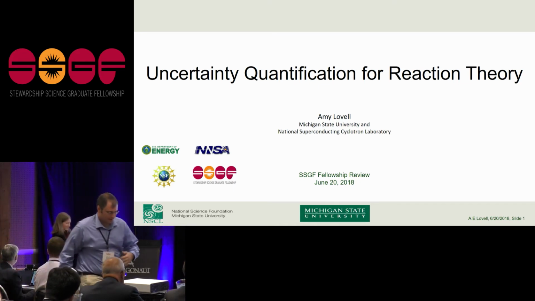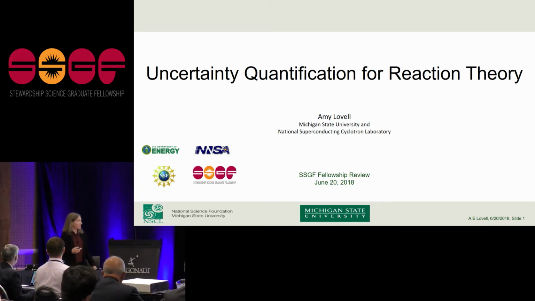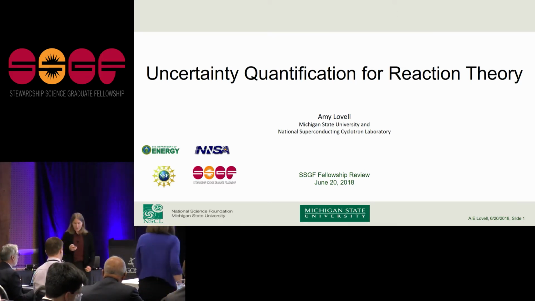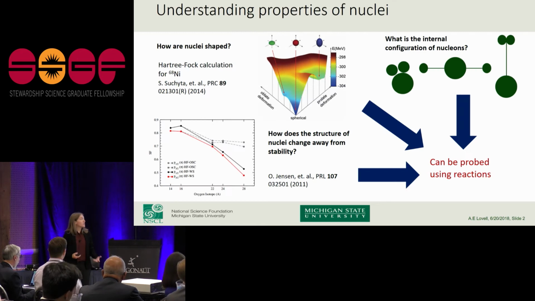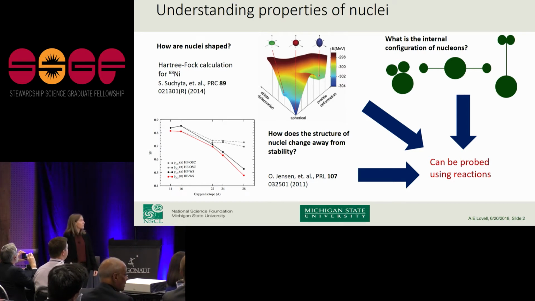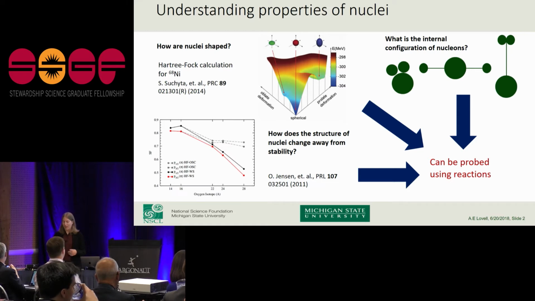Okay, yeah, so I'll be talking about my work in quantifying uncertainties for reaction models. There are many interesting properties that we want to understand about nuclei. These can include, how are nuclei shaped? Are they spherical or deformed? And if they're deformed, what kind of deformations do they have? How does the structure of nuclei change as we move away from the valley of stability?